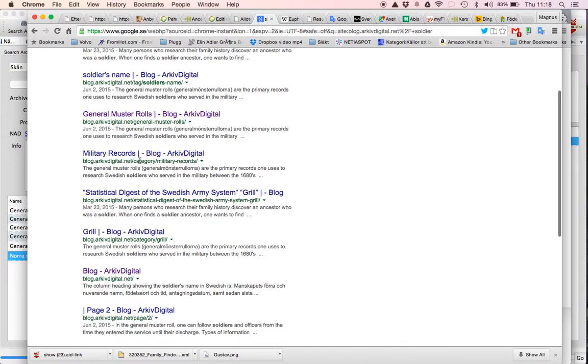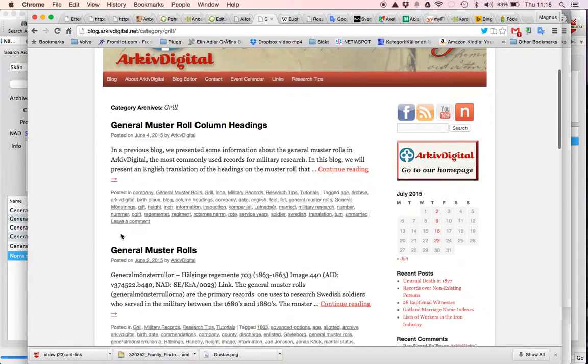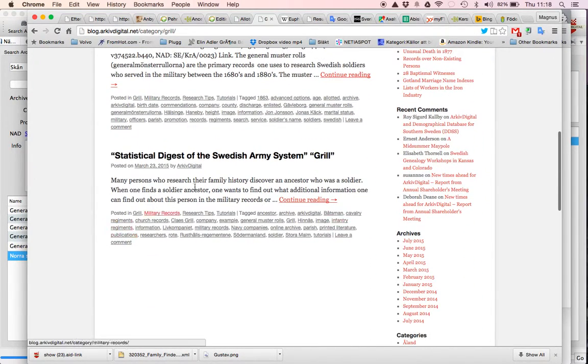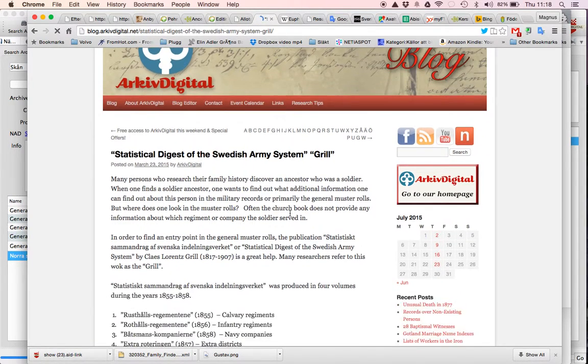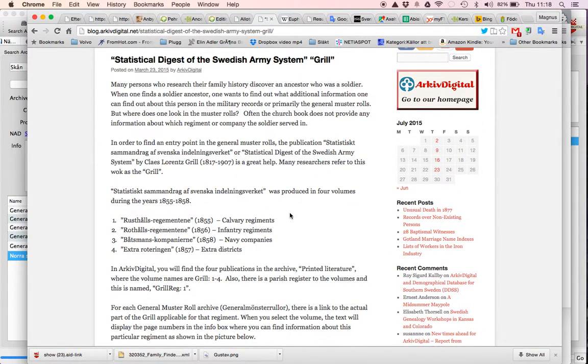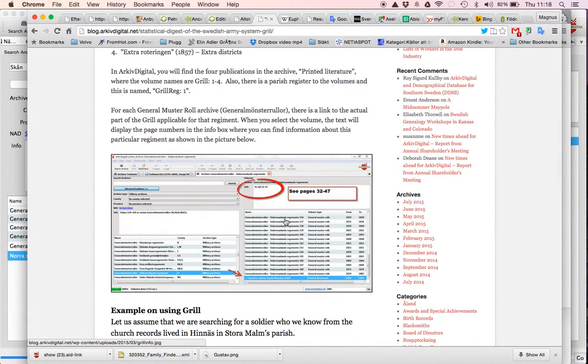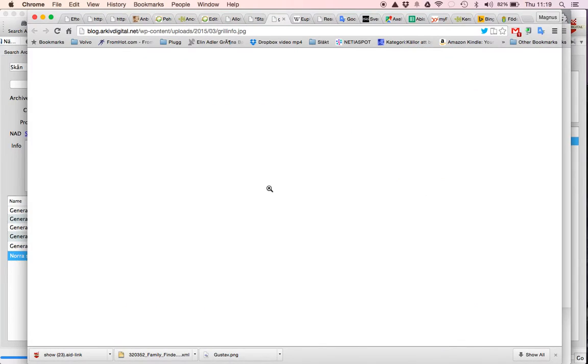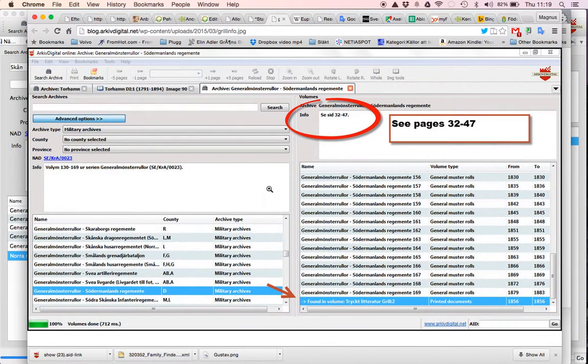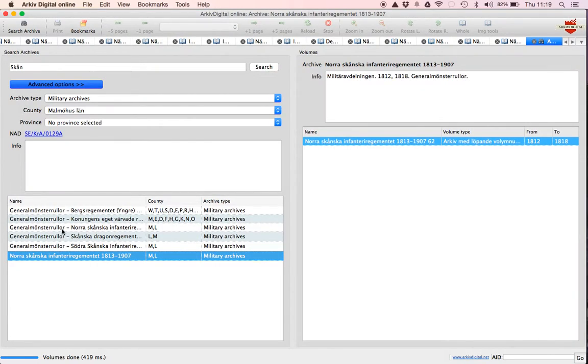Soldier's name, general, military records. Grill. That's a good book. Where to find where you are, what military regiment a person belonged to. So for each general master archive, there is a link to the actual part of the Grill application for that regiment. Found in volume there. So if I'm on a general master role for Norra Skåne.